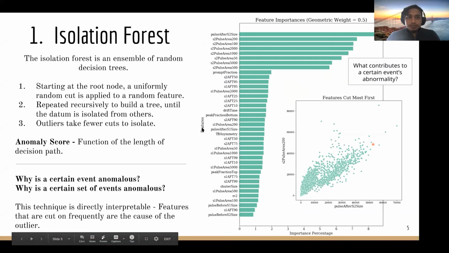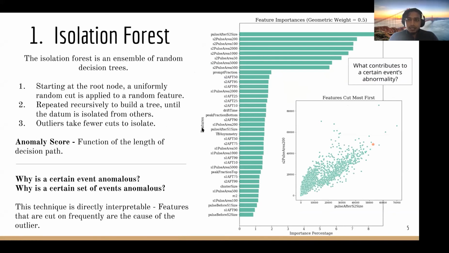The advantage of the isolation forest is that it is directly interpretable. So you can ask questions like why a certain event is anomalous or why a certain set of events are anomalous.